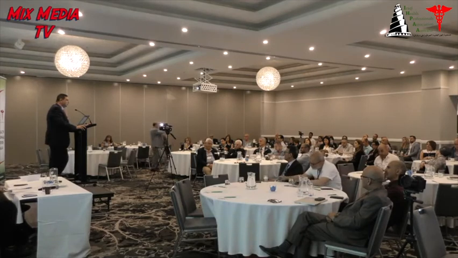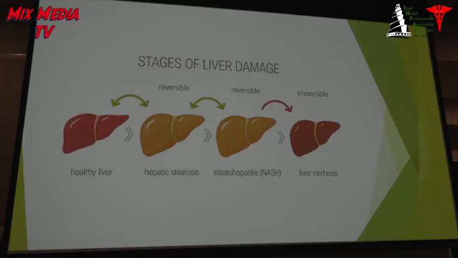From a healthy liver, we get into hepatic steatosis, which is just a simple fat in the liver, into steatohepatitis, which is fatty liver plus inflammation, and then into fibrosis. So it goes into stages from hepatic steatosis into steatohepatitis. Both are reversible, and then finally we get into fibrosis, and advanced fibrosis means liver cirrhosis, which gets into the irreversible stage.